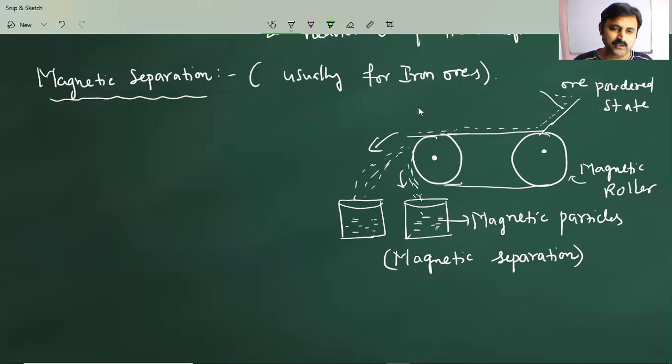Any material that falls away from the magnetic roller is said to be non-magnetic particles. Now, what is the main principle of this magnetic separation? This is based on differences in magnetic properties.